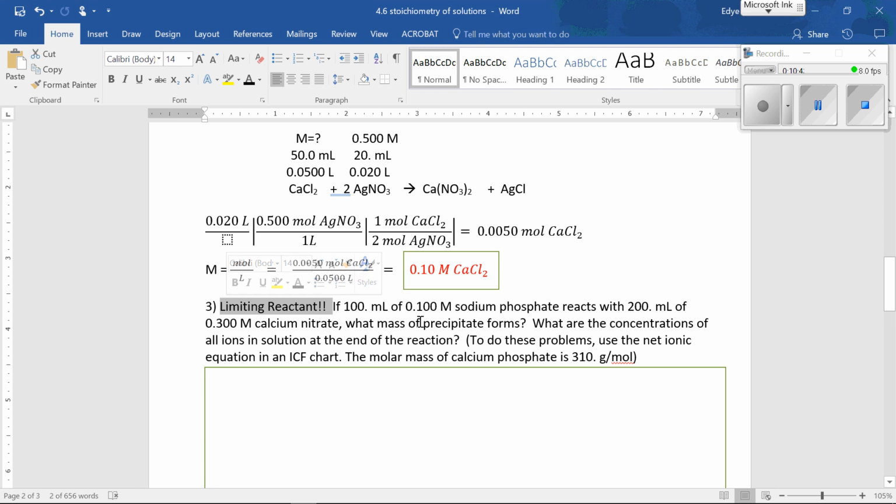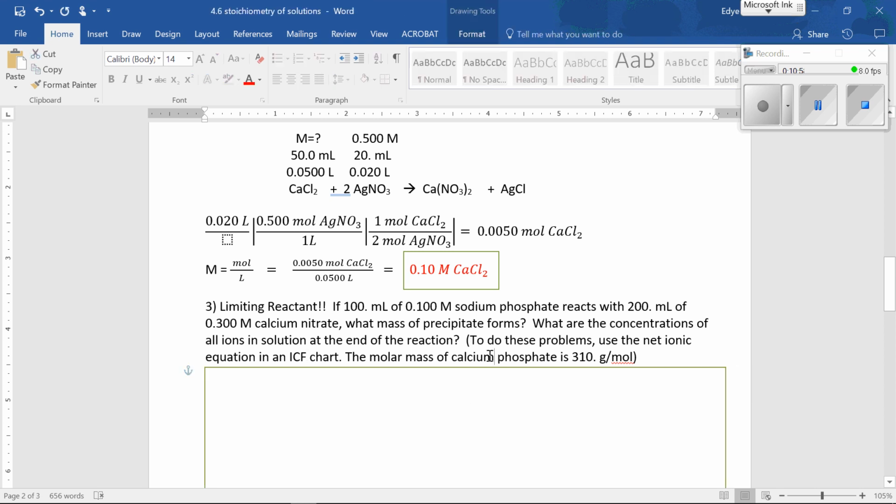Those are the hard ones, but it's not actually that hard. When we do these problems, to make them easy, we're going to just work with the net ionic equation, just like you've been learning net ionic equations, and we learned about ICF charts. We're going to put those together in this last problem.